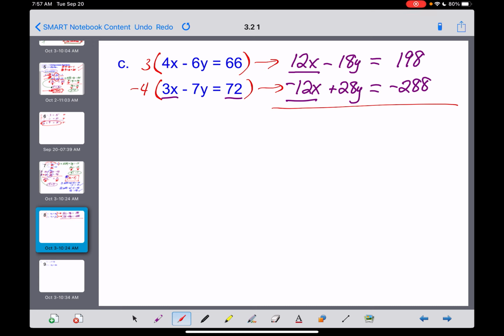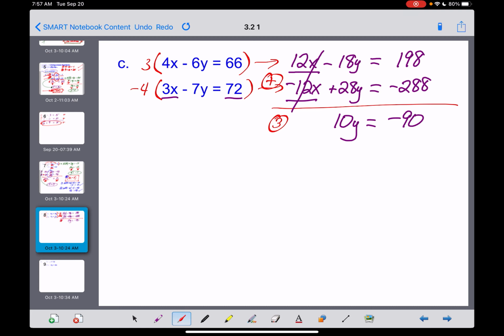So now we're ready to add up these two equations and come up with our third statement. Here we go. Negative 12x plus 12x cancel each other out. The x's get eliminated. Now, the y's are left here. Negative 18y plus 28y is going to leave us with positive 10y. And this definitely could be worse, guys. A positive 198 and a minus 288 is going to leave us with a negative 90. So, we did what we needed to do. We eliminated one of the variables, and now we're down to a third equation right here.